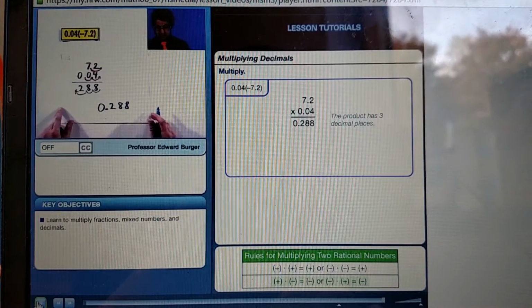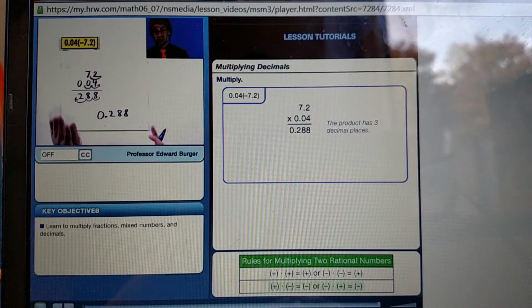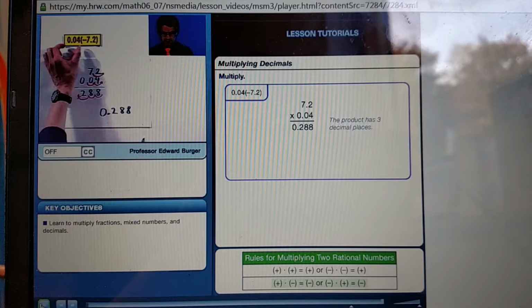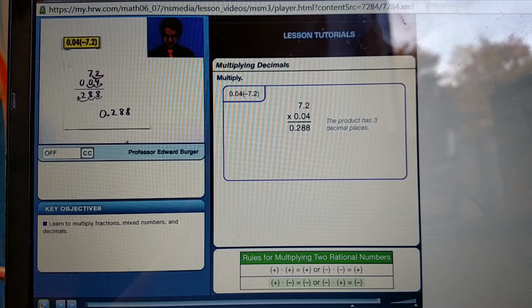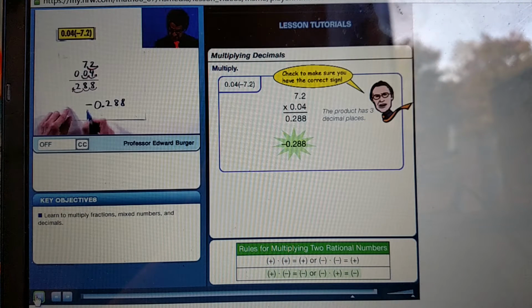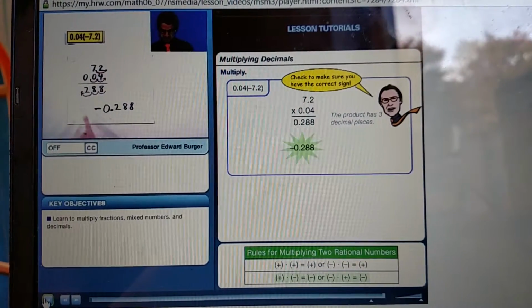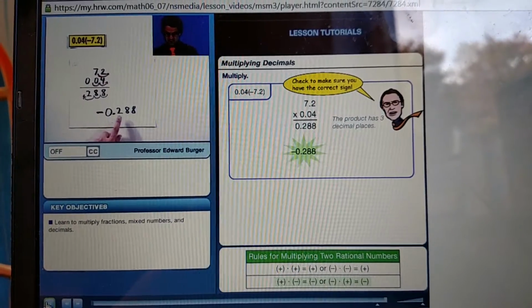Now, we might just say, hey, we're done, and we're so happy we have the decimal point in the right spot that we stop. But let's always think about what we're doing and making sure we have the right sign. This is a positive, it's a negative, and so this answer should be a negative. So I need a negative in front of all that. This was just to help me compute the product, but the final answer is going to be negative 0.288. Careful.